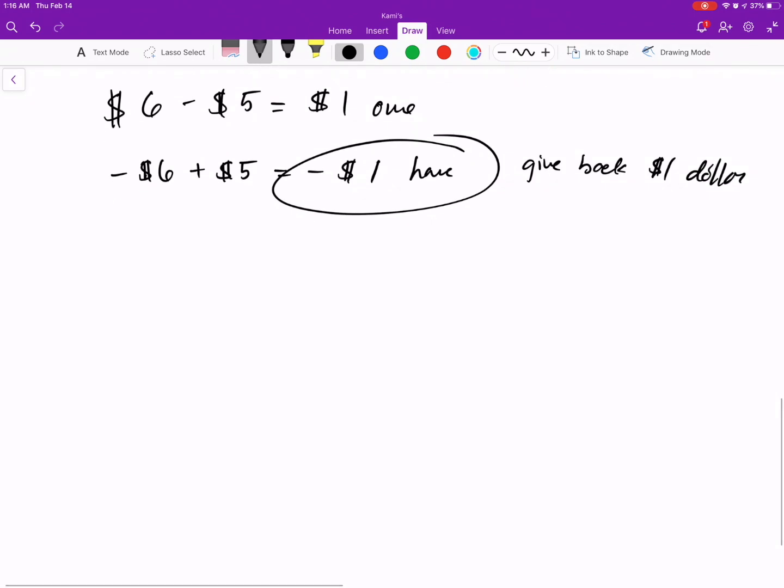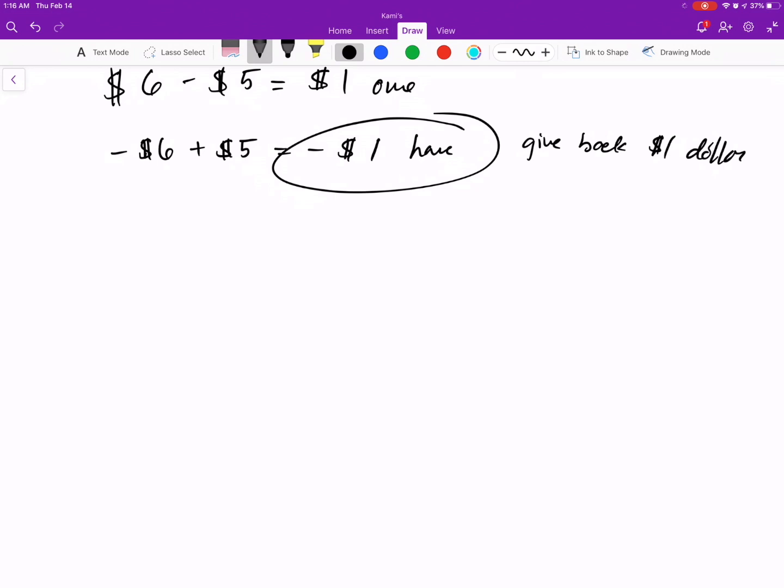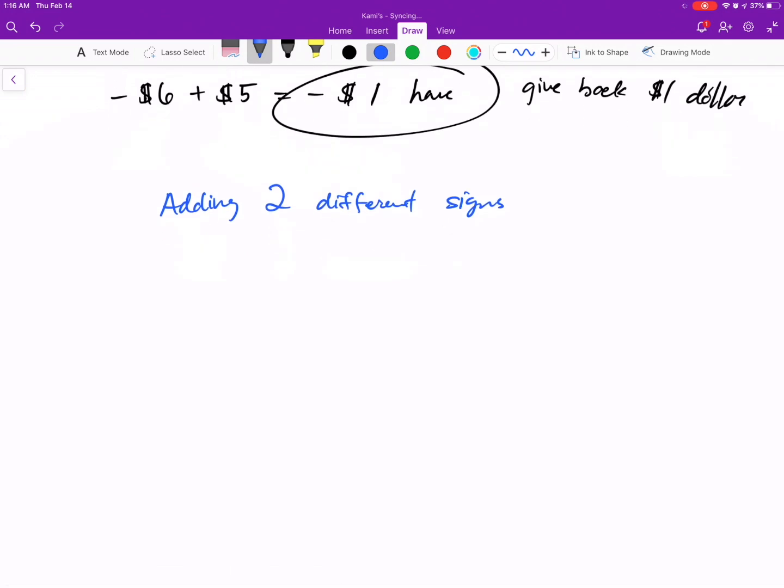Alrighty. So let's talk about adding. This is going to be adding two different signs. So some signs that you need to know is positive and negative.